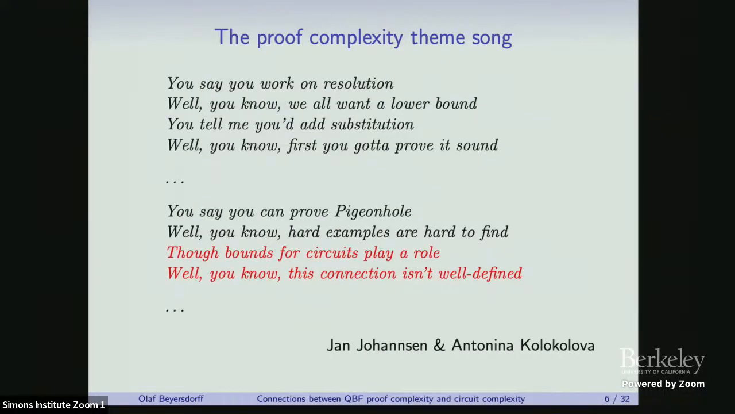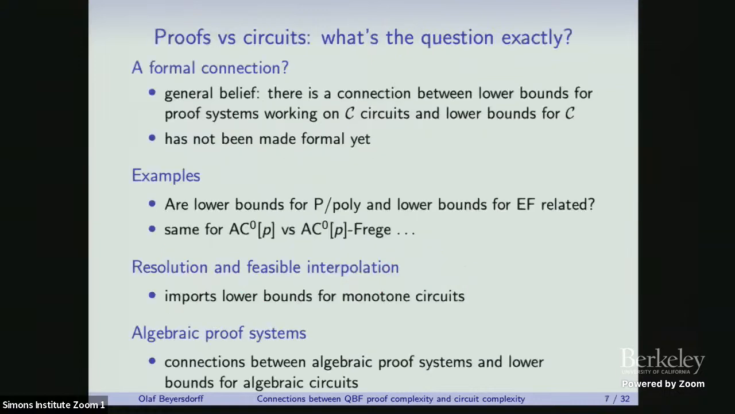And maybe the last quotation: some of you might know that there's a proof complexity theme song, and actually this also features here. Lower bounds for circuits play a role. Well, you know, this connection isn't well defined. Okay, so what's the question exactly? Let me just restate it once more. We have this general belief that there should be a formal connection between lower bounds for proof systems working on C circuits and lower bounds for the circuit class C.